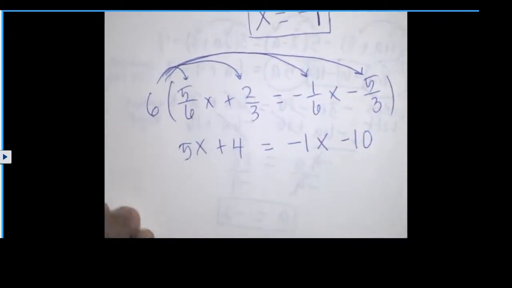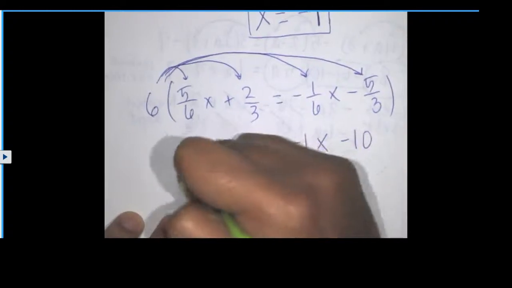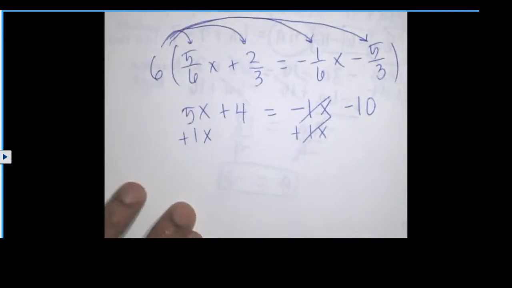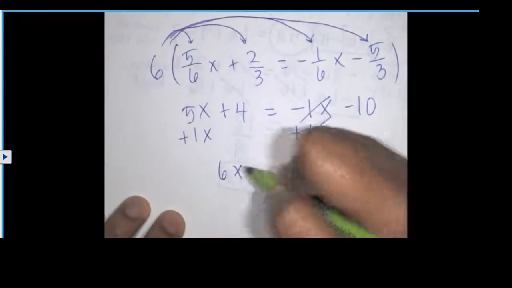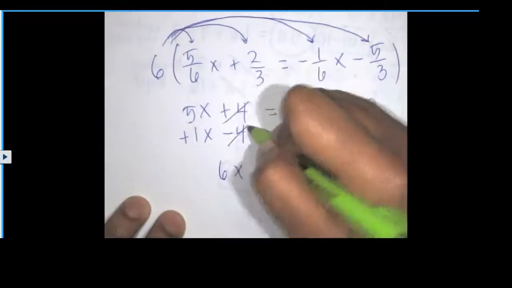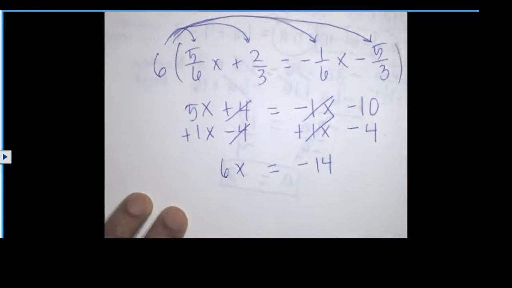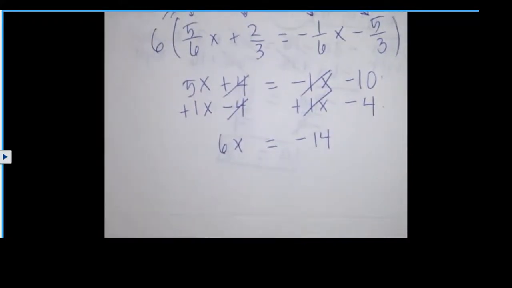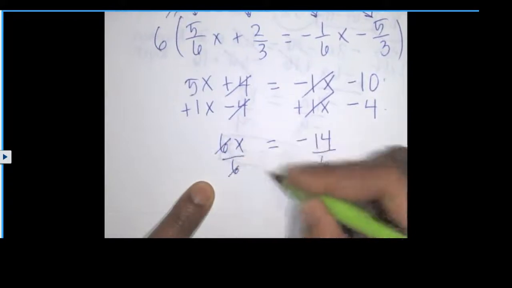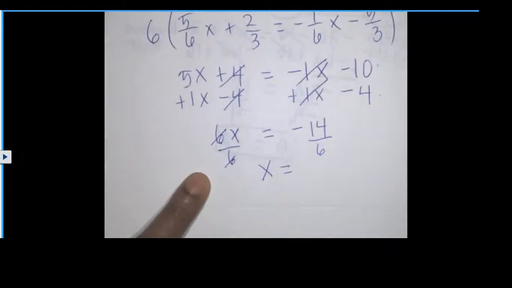There it is. So now again, letters to the left, numbers to the right. I'm going to add this 1x over to the left. It cancels out that term on the right side. This becomes 6x. I'm going to subtract 4 from both sides. That goes away, and now I have -14. In this case, 6 does not divide into 14 evenly, okay? So we got x is equal to, we have a fraction, but of course we can reduce this answer.